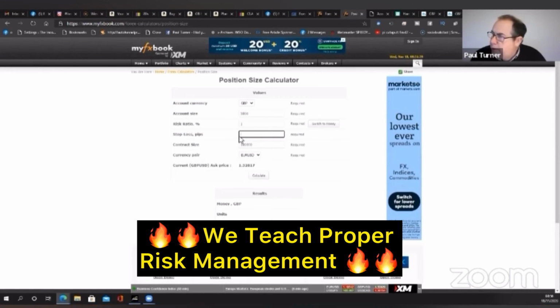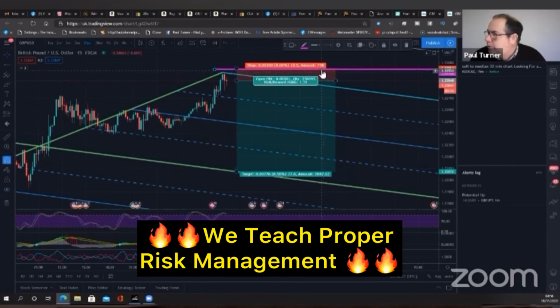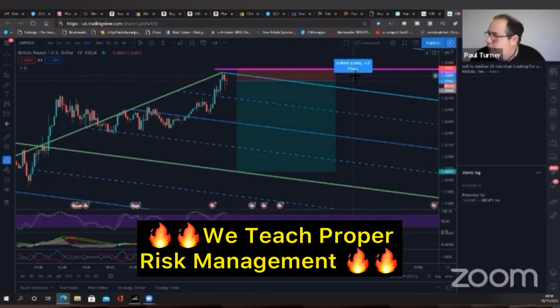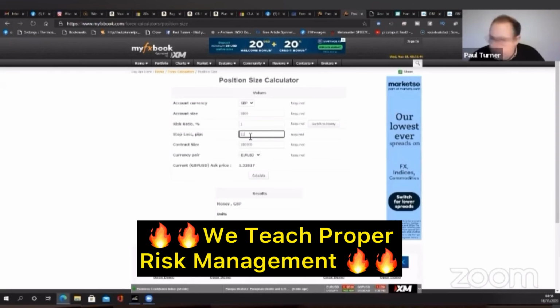What I need to know is how many pips that is. So I'll come over here. It tells me up here it's 10.5 pips. You can measure it as well if you're not sure. There you go, look. So it's a 10 or 11, isn't it? Right. So I'll put 11 pips stop loss. You leave the contract size unless you're Barclays Bank or somebody like that. You don't need to alter that one. And the currency pair is GBP USD. I always click calculate, even though you saw it pop up.